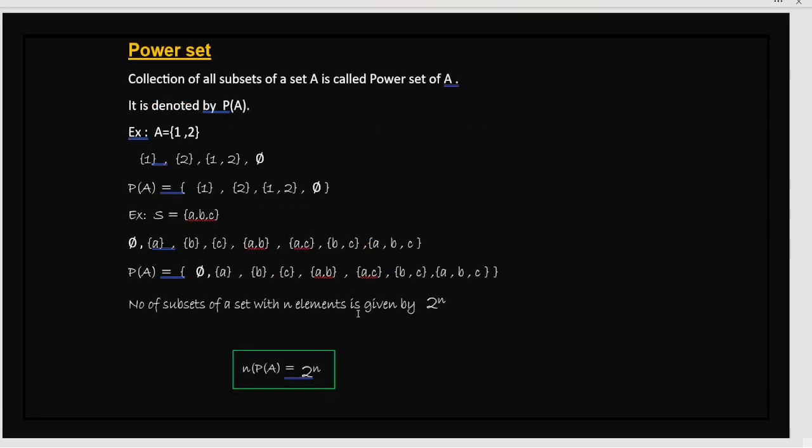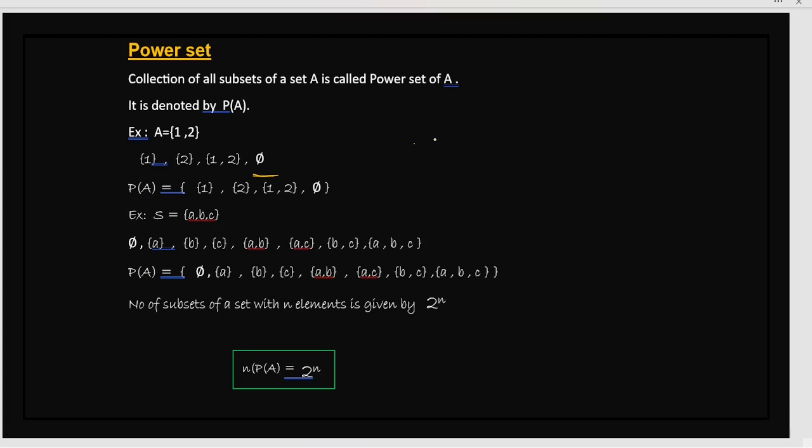Okay. Another concept is power set. What is a power set? The collection of all subsets of a set A is called the power set of set A. Let's see the same example. A is {1, 2}. What are all the subsets of this set A? {1} is a subset, {2} is a subset, {1, 2} is a subset, and also the null set. This is also a subset of any set, as you see. So how many subsets are there? Number of subsets, 4 are there.